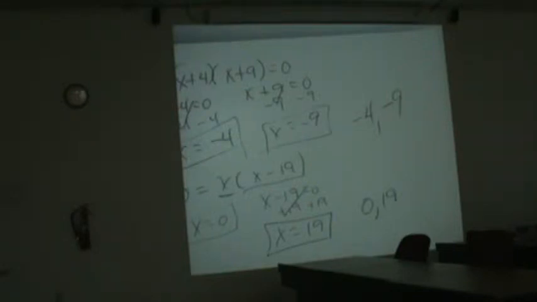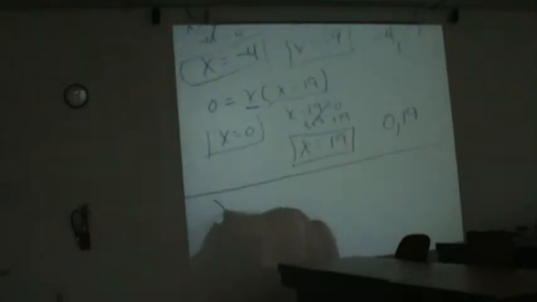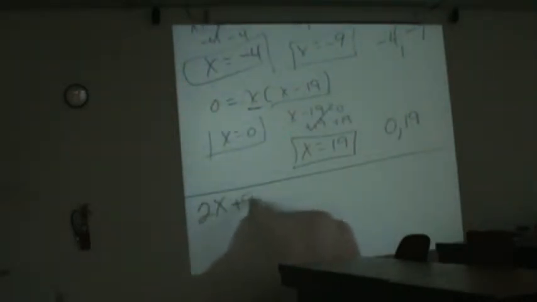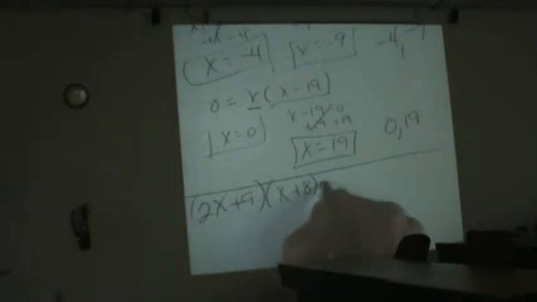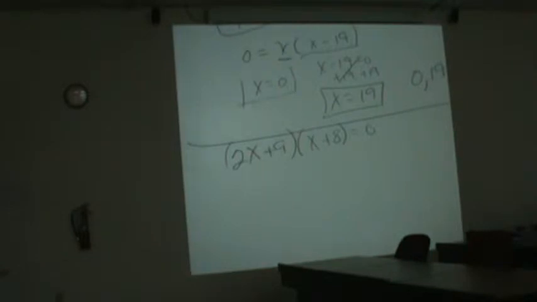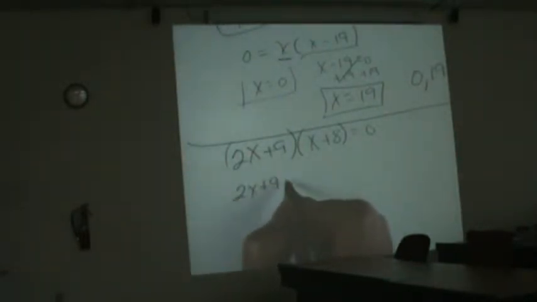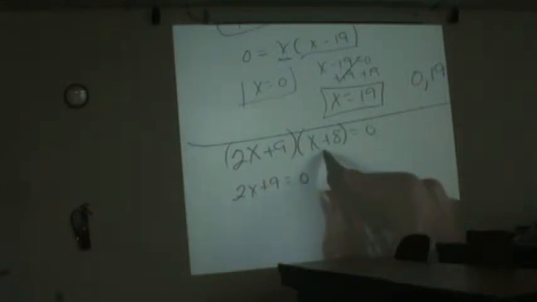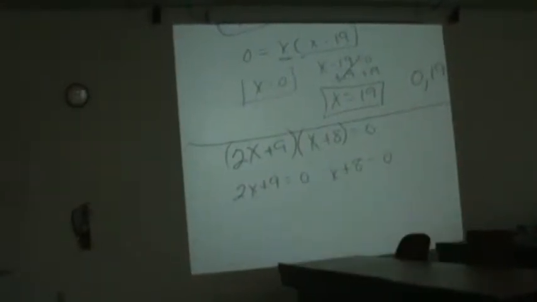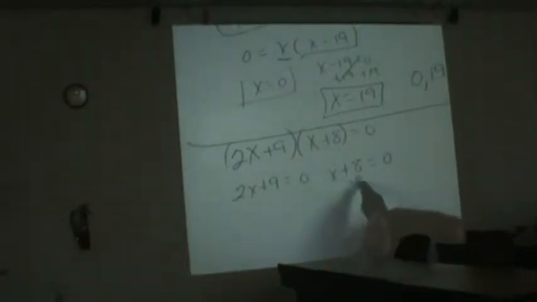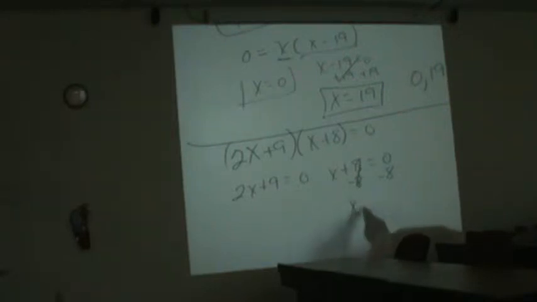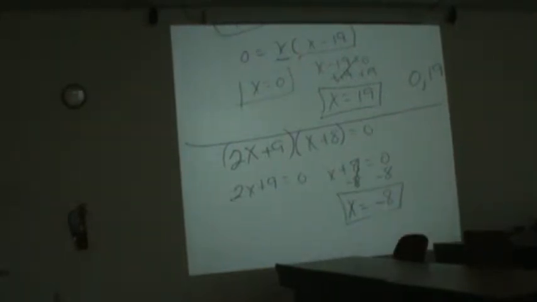Okay, let's do one that has different numbers. Let's do 2x plus 9 times x plus 8 equals 0. Set each one of those equal to 0. 2x plus 9 equals 0, and x plus 8 equals 0. The x plus 8 is the easy one, right? Just subtract 8. So we have x equals negative 8, one of your answers.